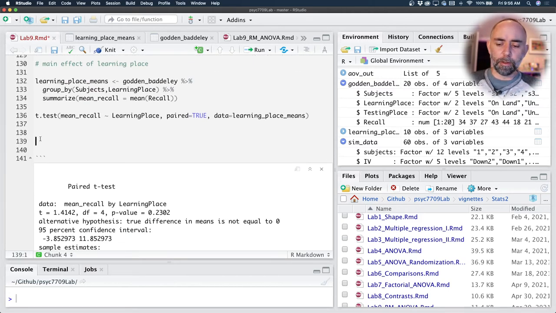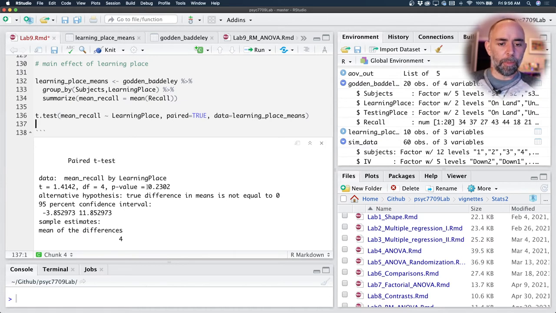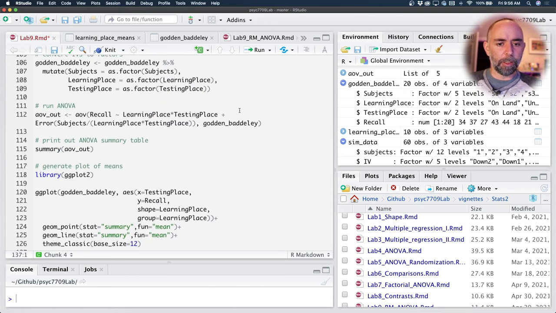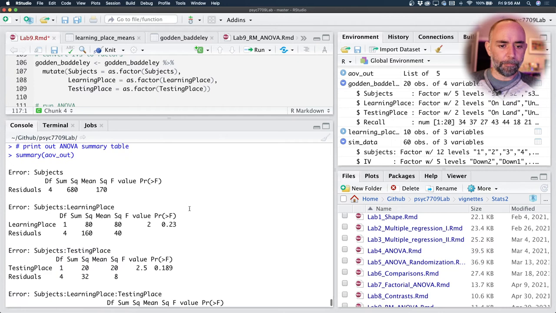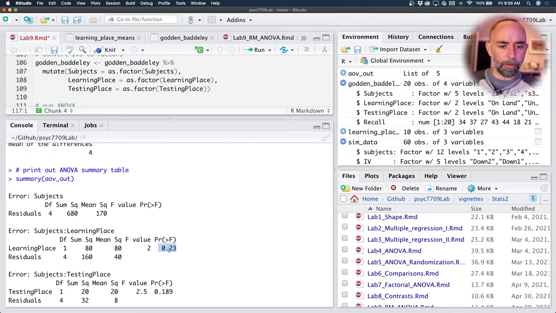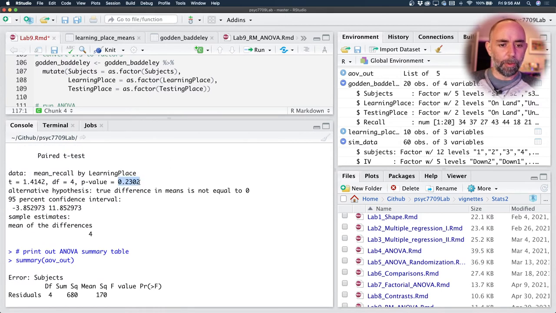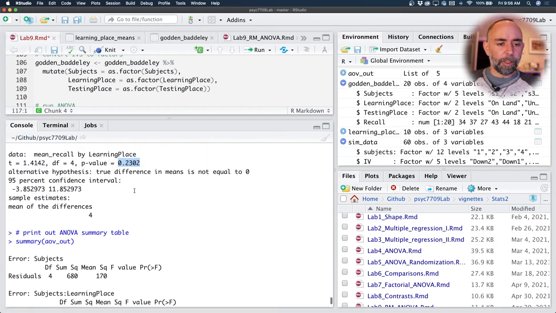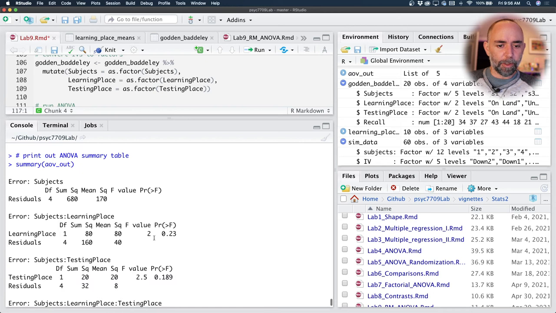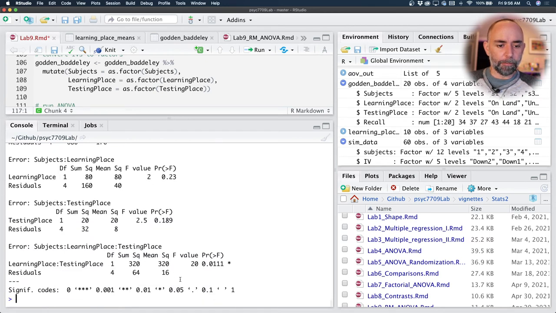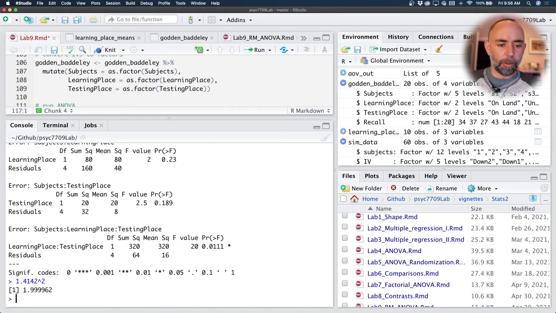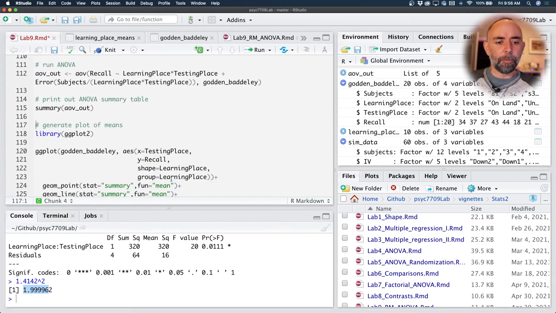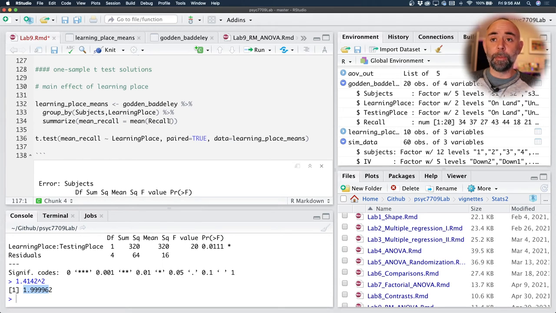So my question is, am I getting the same p-value for the main effect of learning place as I am from the ANOVA? We should be able to inspect the console here. The learning place p-value from the ANOVA is 0.23, and yep, we've got the same p-value here. If you remember, t squared is the same as F, so if we took this t value, squared it, we should get this F value here. Close enough to me. All right, so we've demonstrated one way in which we can compute the main effect of learning place as a paired sample t-test.